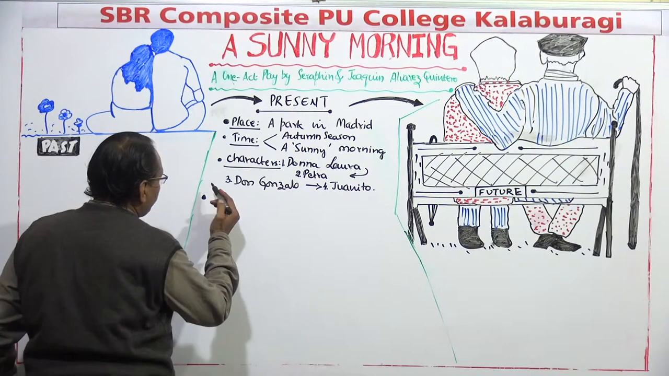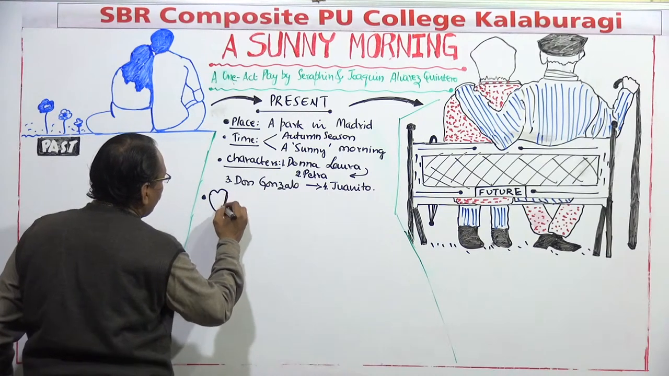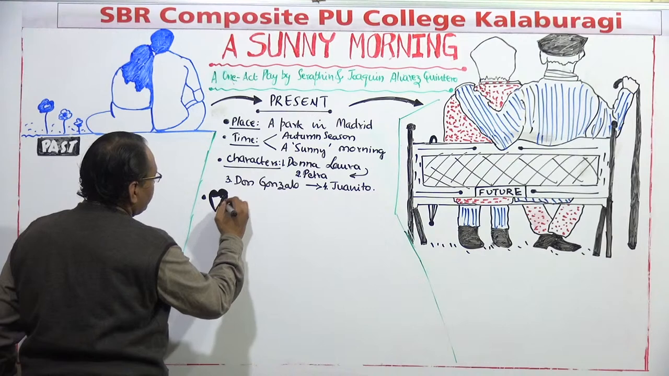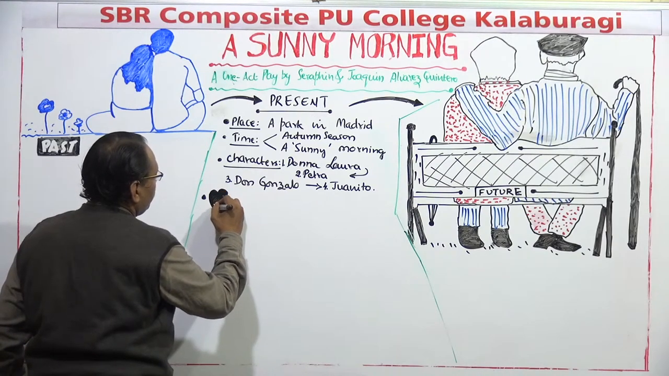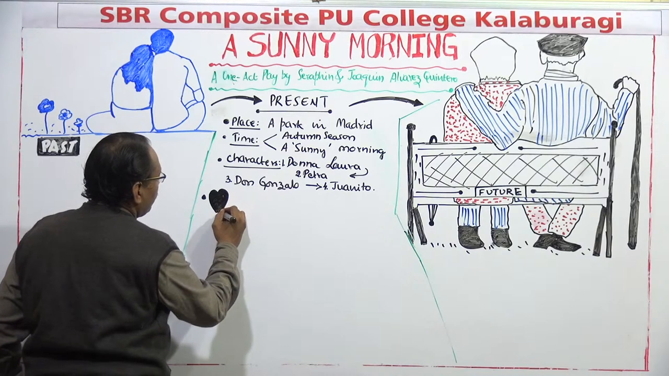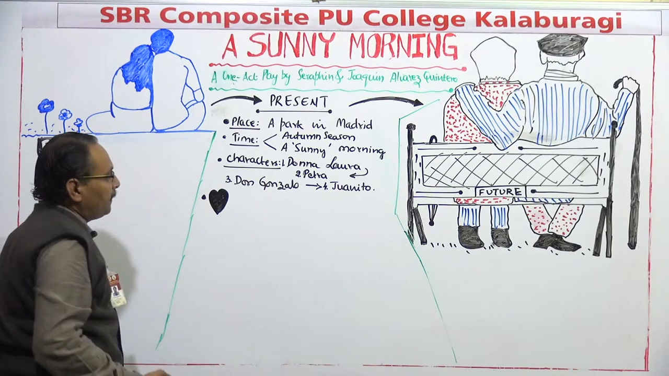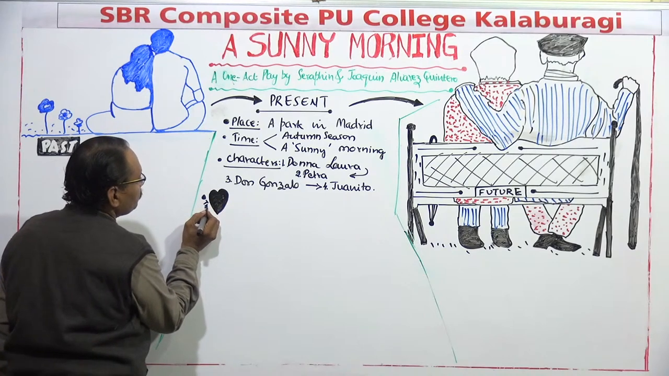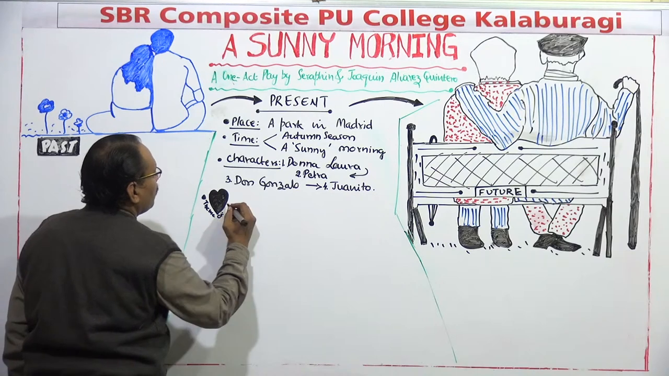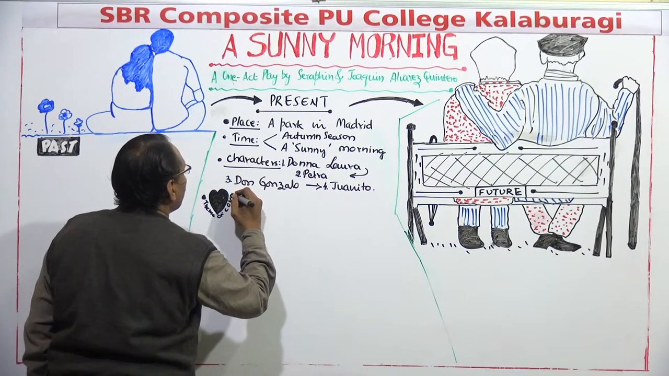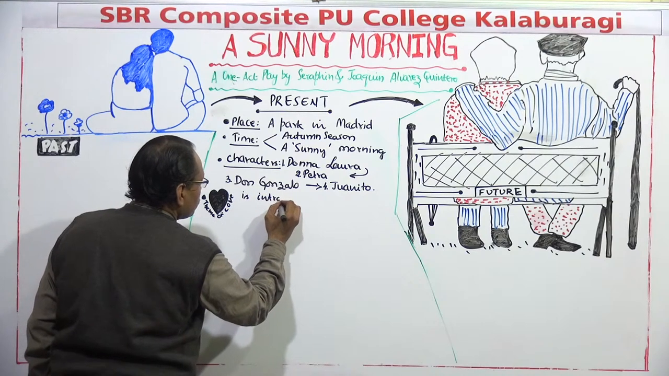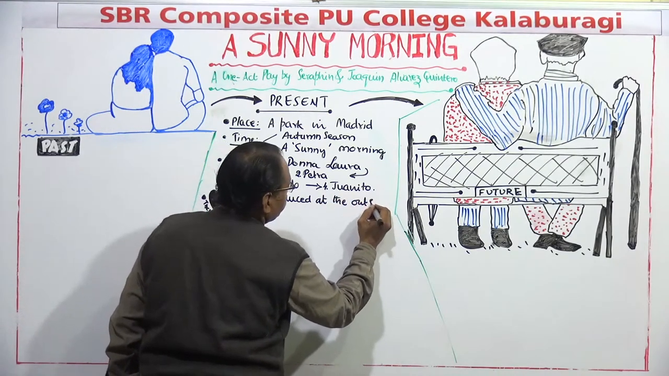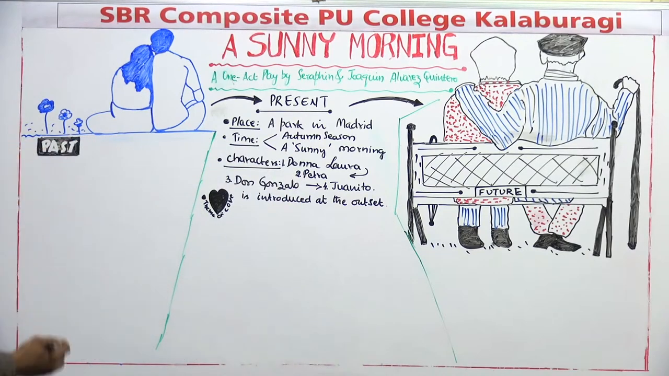This is how the writer is able to indicate the theme at the outset itself. This is not a play of revenge. There are no other themes. The basic theme is love. Love is the basic theme. The writer is very clearly indicating that particular feature at the outset itself. That is love, the theme of love. The theme of love is introduced at the outset. At the beginning itself, it is revealed to us. It is indicated to us.